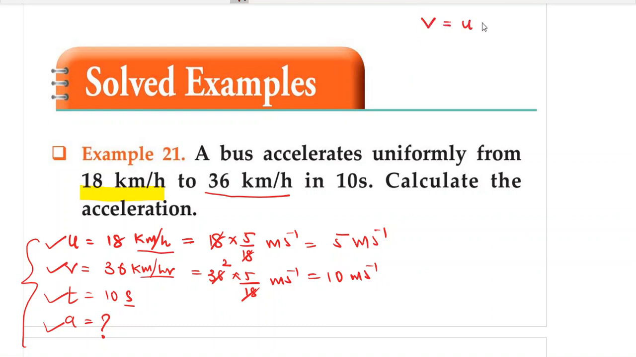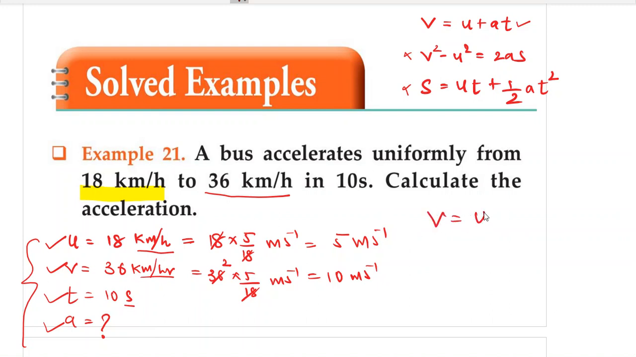So V is equal to U plus AT, V square minus U square is equal to 2AS, and S is equal to UT plus half AT square. Out of these three equations, which equations should we use here? Of course, we cannot use this because we don't have displacement. This also we cannot use, we don't have displacement. We have to use this first equation of motion.